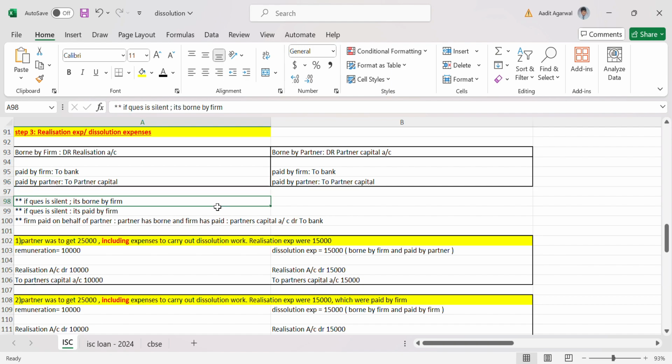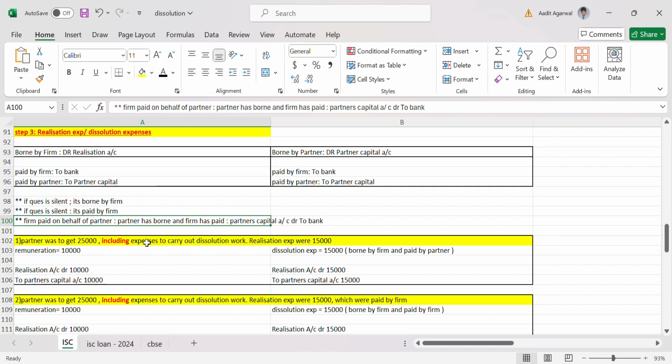If in the question you are not aware of who is bearing the expenses, it's always the firm and therefore you always debit realization. And if in the question it does not tell us who is paying for this, then it's always the firm, so you always credit bank.